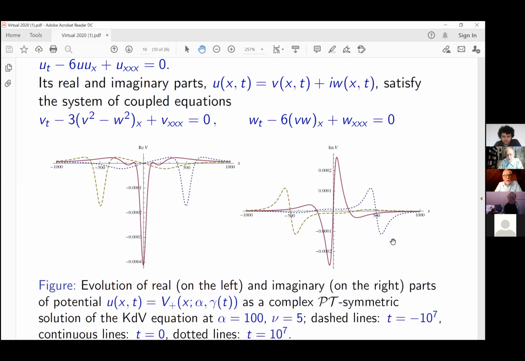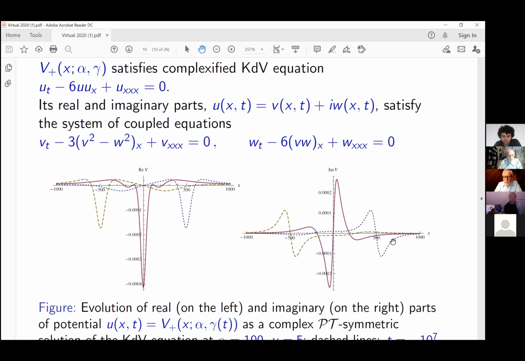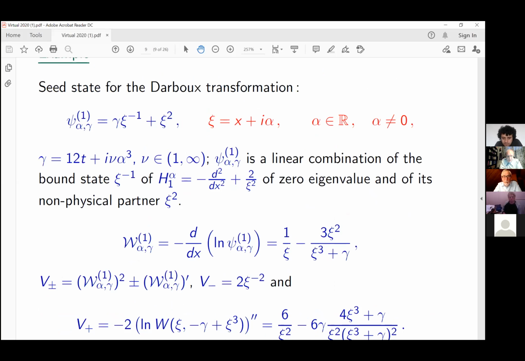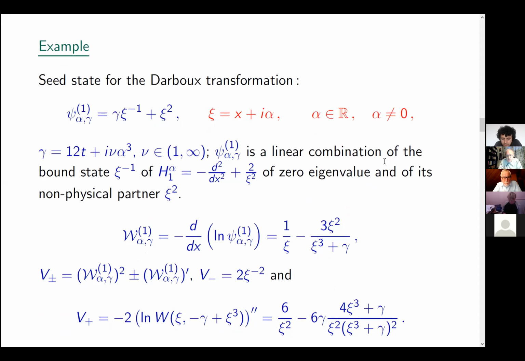Now, can I ask you a question here? Sorry. Yeah, of course. Chi only depends on X. So is it correct that you transformed a time-independent Hamiltonian into a time-dependent Hamiltonian? Yeah.